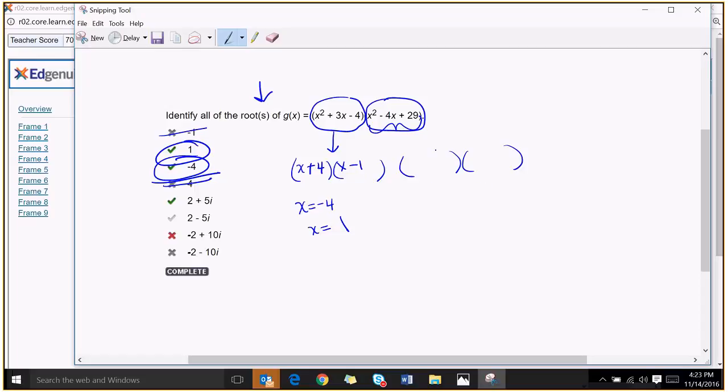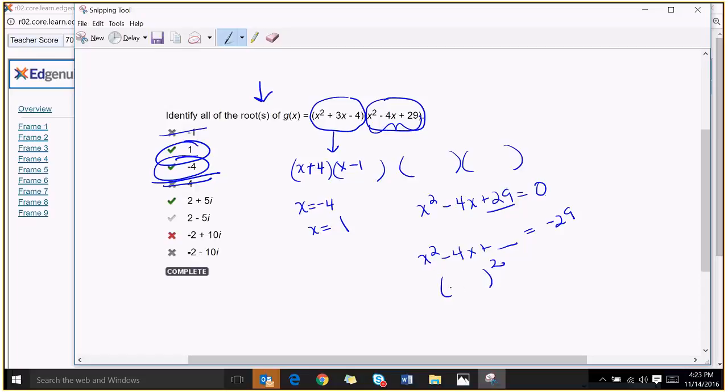So now what we can do is solve for x here by completing the square. Do you remember how to do that? I kind of forgot a little bit. All right, we want to move the 29 to the other side. And that gives us -29. Correct? Yes.